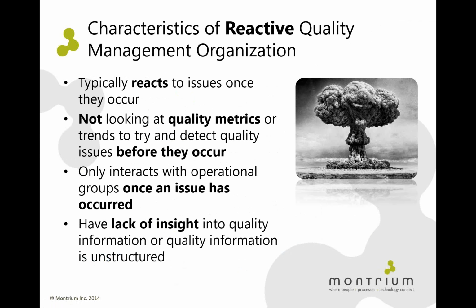So let's now talk a little bit about reactive versus proactive quality and quality management organizations. A reactive quality management organization typically reacts to issues once they've occurred. So they're really finding out about quality issues after the fact. They're not really proactively looking at quality metrics or trends to try and detect issues before they occur. They're really just reacting to the problems. They also typically only interact with operational groups once the issue has occurred. So they're not interacting with them before to maybe detect potential issues. And typically they have a lack of insight into quality information, or quality information is unstructured, so it's difficult to analyze.